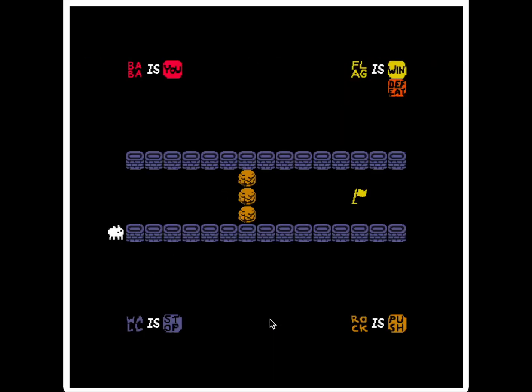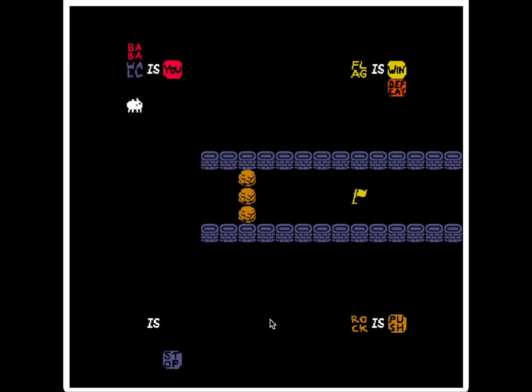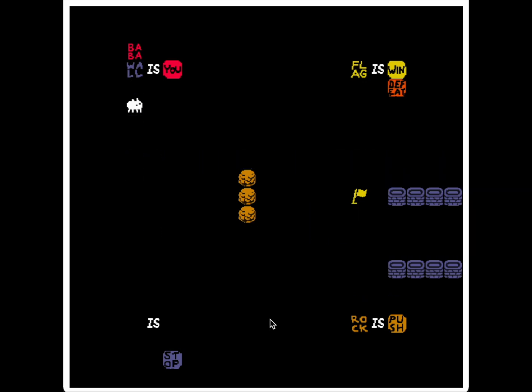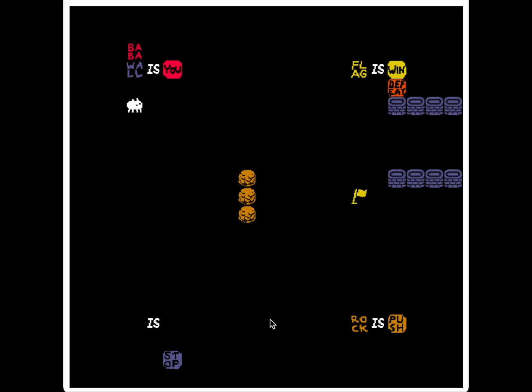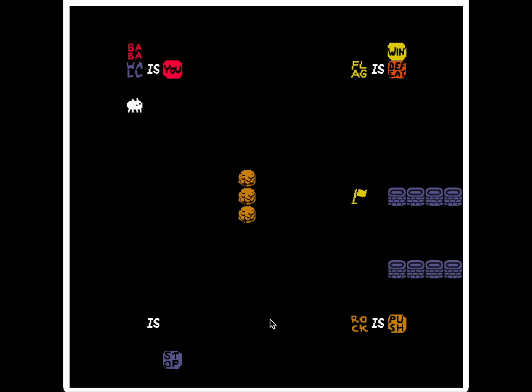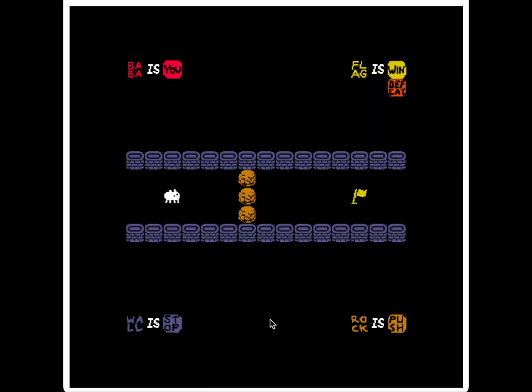However, we can play with the modifiers. So now wall is nothing, therefore we can walk through the walls. If wall becomes you, then we become the wall and control the wall as a player character. Also, flag can now become defeat, where if we touch the flag, instead of winning the game, we lose.